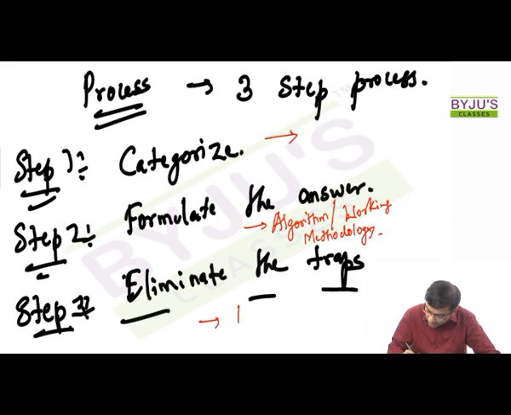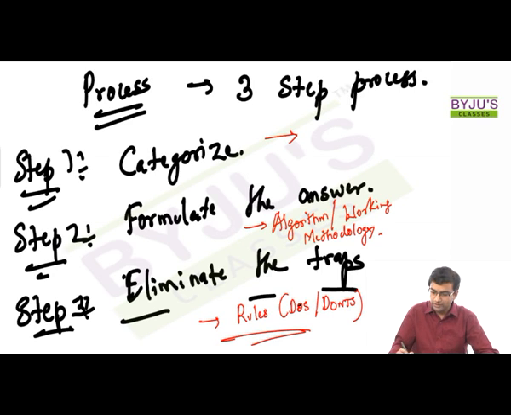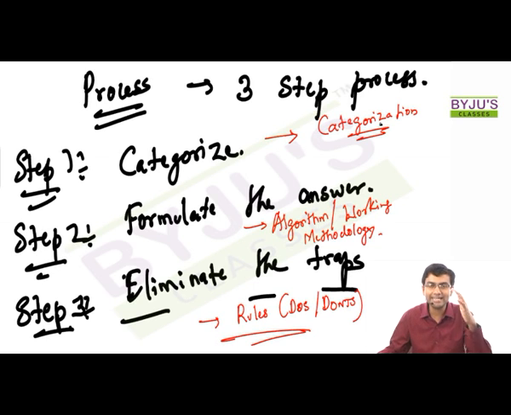How do we eliminate the traps? We will use the rules. The rules are basically the do's and don'ts. So these are three steps, and I'll teach you the categorization process also. Any RC question, you're going to follow this three-step process. First is categorize, using the categorization principles I'm going to teach you. Step 2, we will formulate the answer. For that, we have a set of algorithms, working methodology, process available. I will teach you that also. And step 3, you need to eliminate the traps using the rules which I'm going to give you.